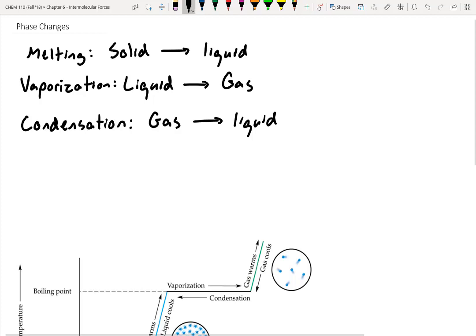All right. Freezing is another one. Freezing is where you go from a liquid state to a solid state. So the easiest example of that is making ice cubes in your freezer. And then there's one last one that you might not be as familiar with. This is called sublimation.